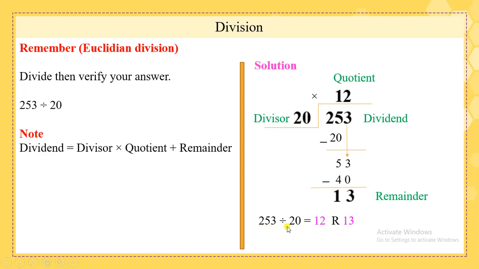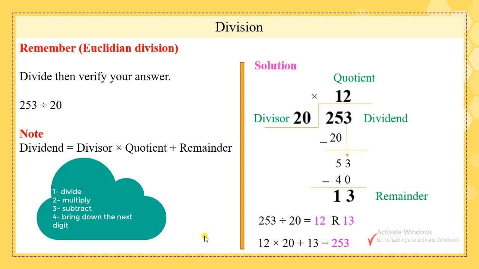It is time now to try and verify our division operation. We've got that 253 divided by 20 is of quotient 12 and remainder 13. How do we verify it? By multiplying the quotient by the divisor and then adding the remainder. We will get the dividend, which is 253. Then our division operation is verified. We have 4 steps to solve any division operation. First, we should divide. Next, we should multiply. Third, subtract. And then finally, bring down the next digit.